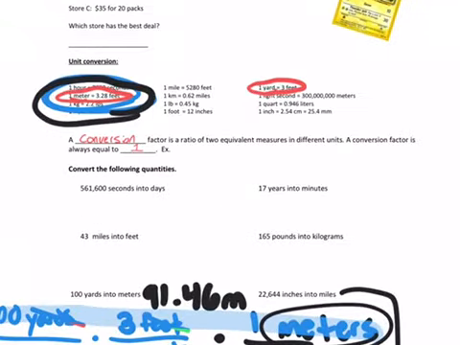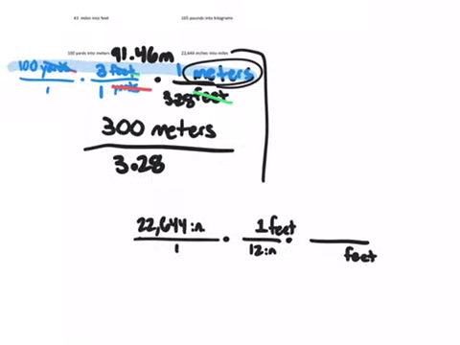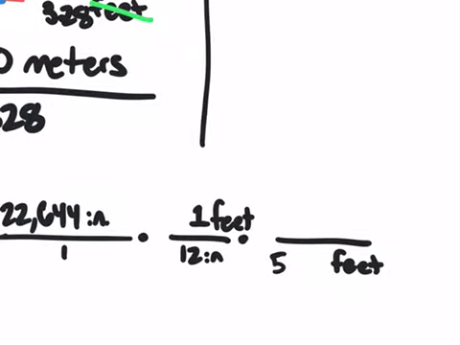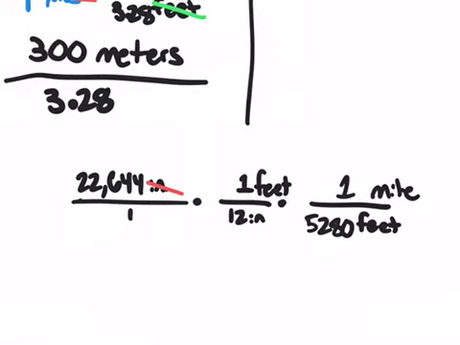Let me erase these to find it. That's not even where it's at. Here it is: 1 mile is 5,280 feet. Now, here's our setup. Inches and inches in the denominator, feet and feet in the denominator. We're now left over with miles, which is what we wanted.